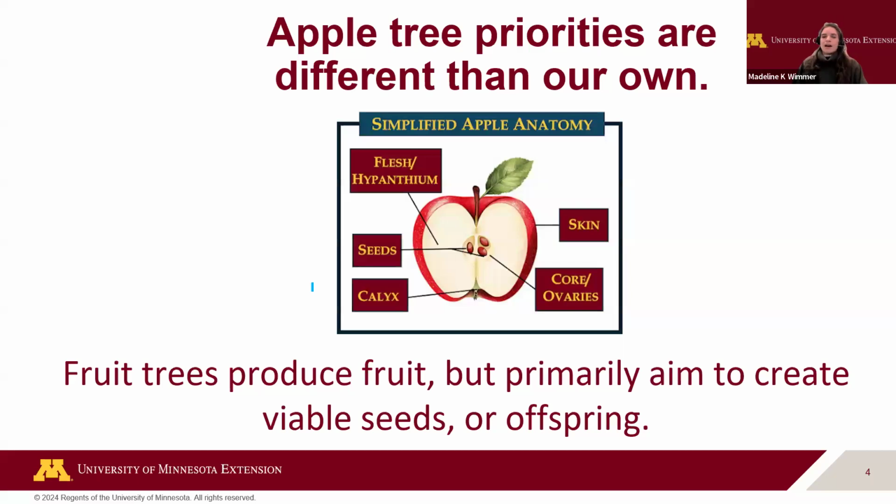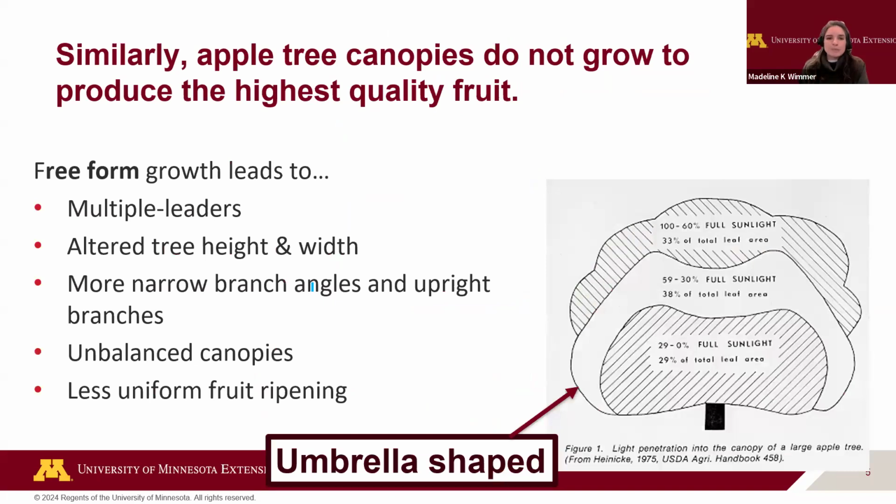So I'll frame this talk by starting off with saying that the priorities for apple trees are a little bit different than our own priorities as growers. While fruit trees produce fruit, their primary goal is to be producing seeds so that they can have viable offspring to continue their life cycle indefinitely. Similarly, trees grow naturally in the wild all the time. They do not necessarily need our help in order to grow.